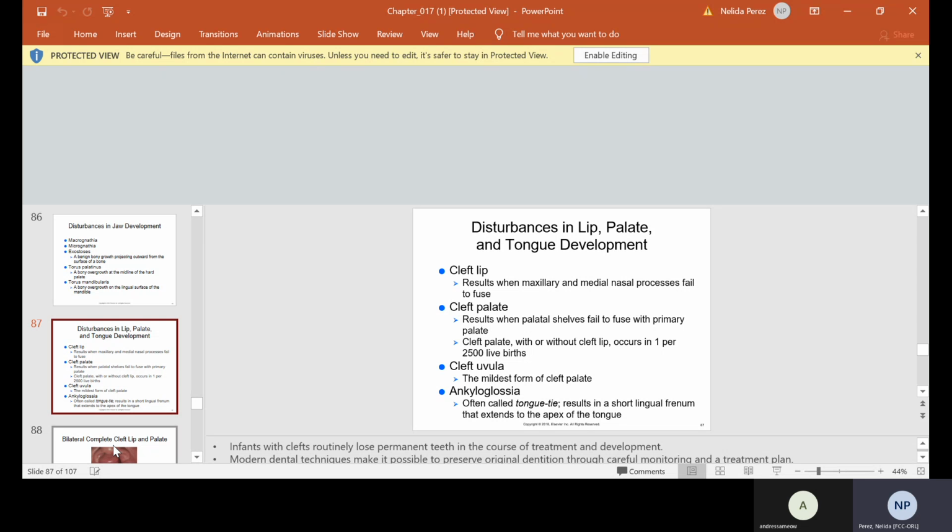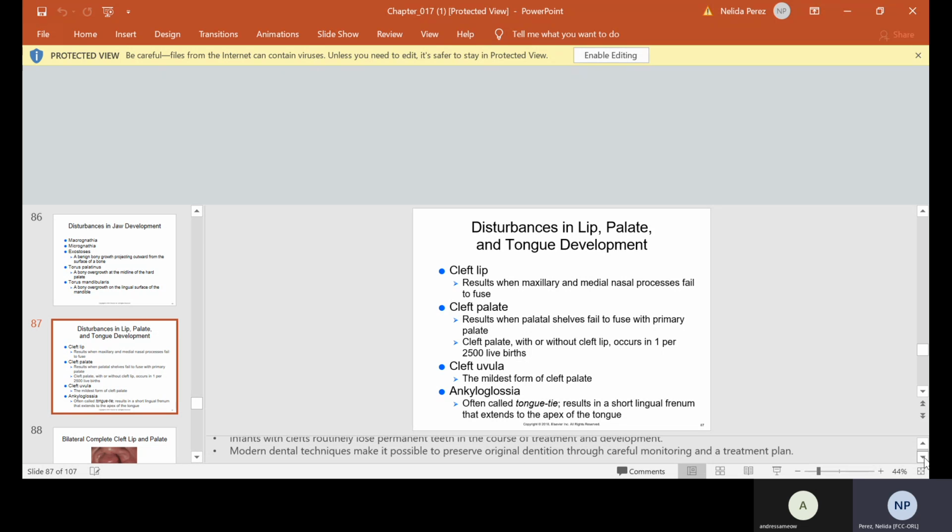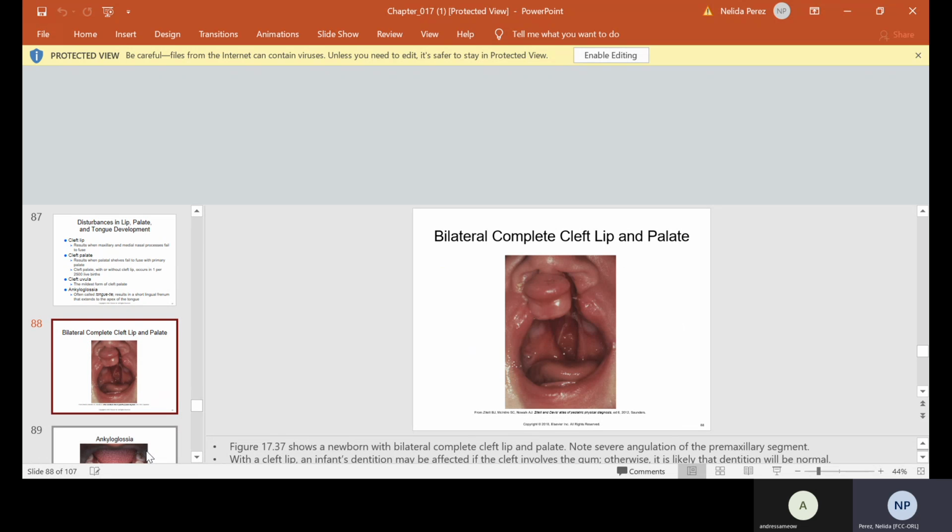Now, infants with clefts routinely lose permanent teeth in the course of treatment and development. Modern dental techniques make it possible to preserve original dentition through careful monitoring and a treatment plan. And here is what's called a bilateral complete cleft lip and palate. As you can see here, the palate is not fused together and neither is the lip. So that's why you have a bilateral. It is very severe, okay?